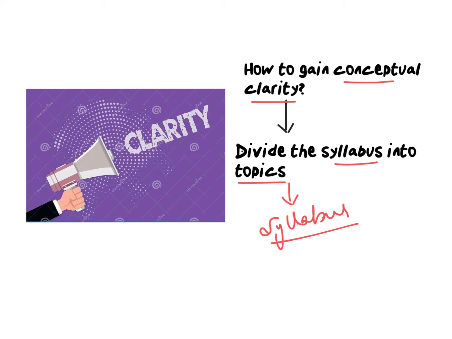Okay, and the most important thing about anthropology is, the syllabus is somewhat static. And there are a lot of repetitive questions. So if you take the previous 10 years' papers, there is a lot of repetition. Because of this, you can easily gain 300 plus. Okay, so in order to get conceptual clarity, first you have to divide the syllabus into topics.